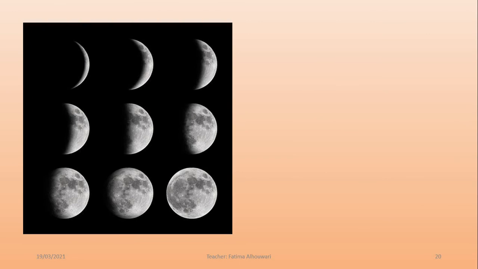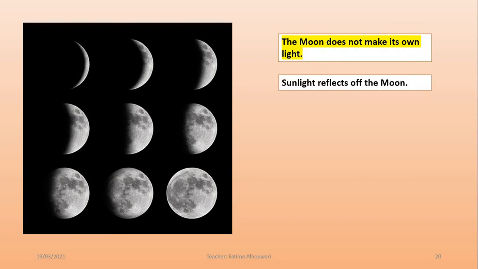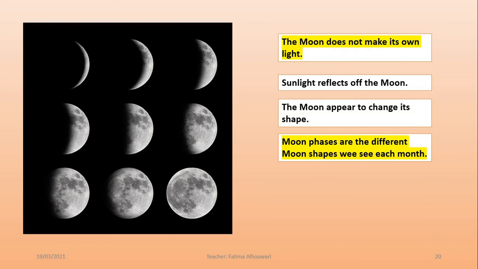The moon may look shiny, but actually it does not make its own light. It's not a star. But sunlight reflects off the moon. This makes the moon appear to change shapes in the sky. Moon phases are the different moon shapes we see each month.